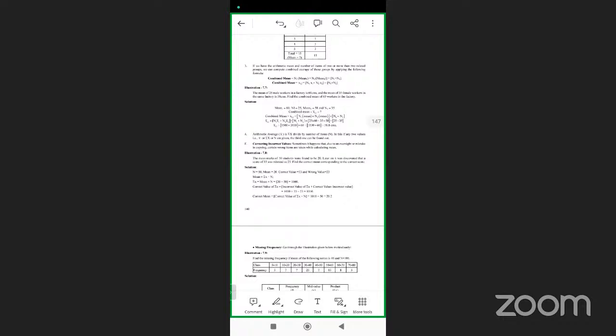The combined mean x bar suffix 12 is equal to capital N into mean, N1 into mean plus N2 into mean, divided by N1 plus N2. Apply the formula, you will get it. What are you getting? See this.